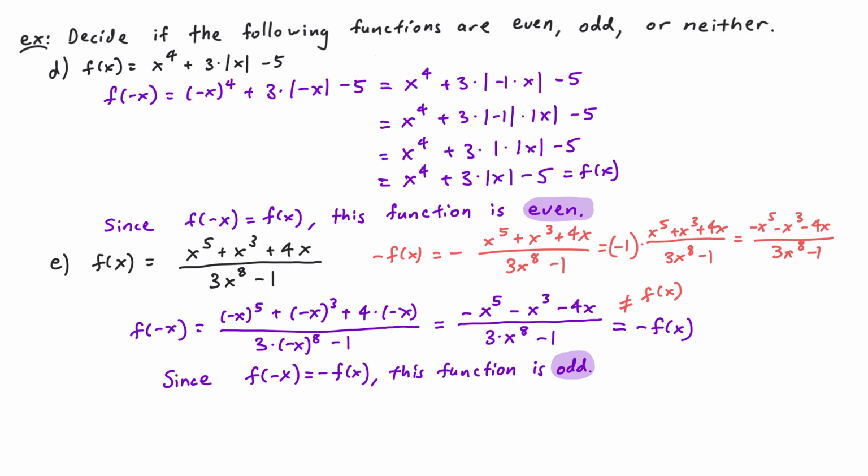In this video, we looked at some examples and learned how to determine if a function is even or odd. Being able to tell whether a function is even or odd can be useful in helping us graph. For example, if we know that a function is even, we know that its graph is symmetric with respect to the y-axis. And if we know that a function is odd, we know that its graph is symmetric with respect to the origin.